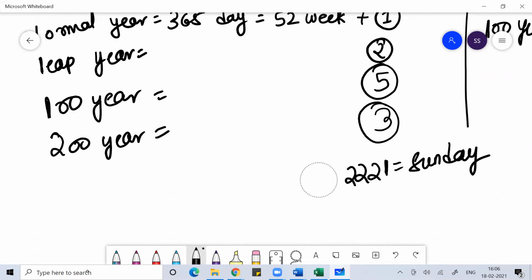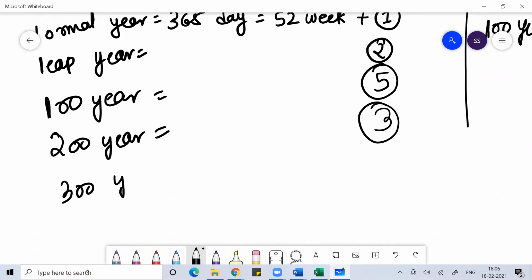Now if I ask you 300 years, how many extra days? 100 years means 5 extra days, 200 years means 10 extra days, 300 years means 15 extra days. 15 extra days means 2 weeks plus 1 day extra. So after 300 years, today will be Friday.